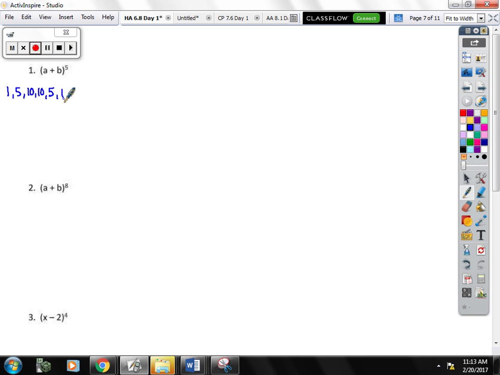Now, because we have two variables, that means we're going to have two variables in our expression as well. We're going to have a to some power as well as b to some power. Okay, so we'll start with our coefficient, 1. Now, standard form is in descending exponent order, so we would start out with a to the 5th and b to the 0.